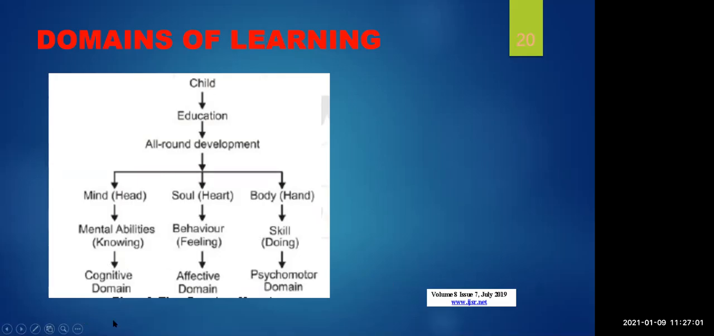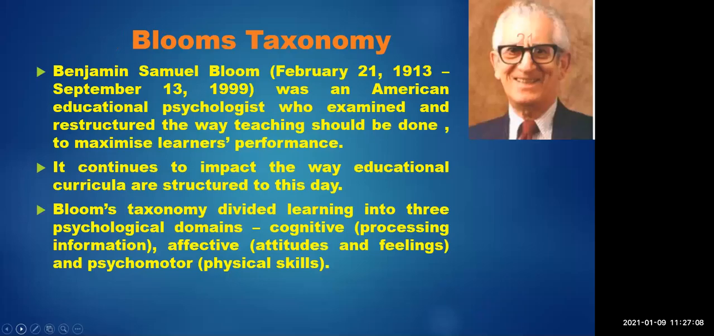So we are going to test the cognitive domain. That is what Bloom has classified. He is a person, Benjamin Samuel Bloom. He was born in February 1913. He expired in 1999. He was an American educational psychologist who researched the way teaching should be done, how teaching has to be done to maximize the learner's performance, how the students are learning.